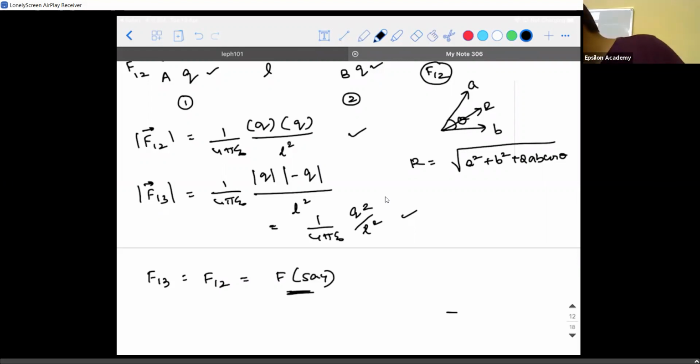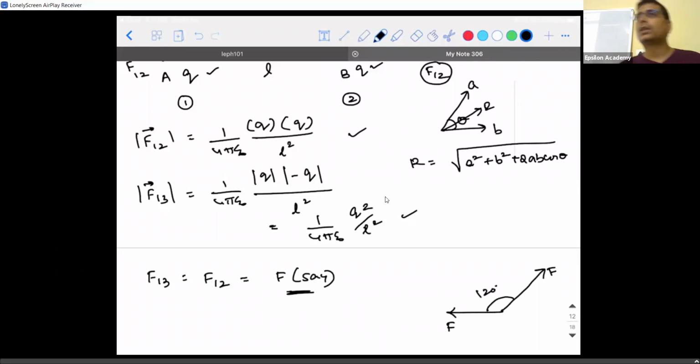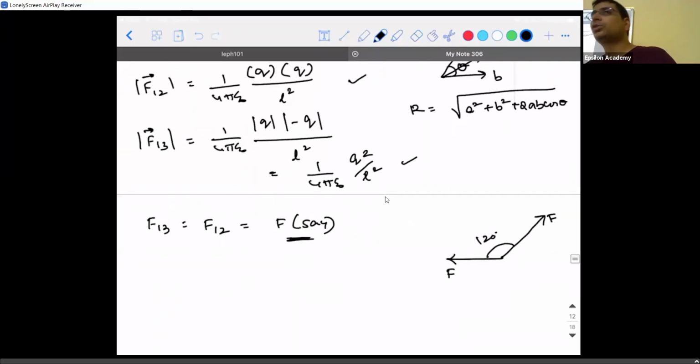So the diagram, if I draw, this is F and this is also F, and the angle is 120 degrees, right? Now tell me, what is the angle between these two vectors? Is it 120 degrees or 60 degrees? Which one should I take into consideration? I should take 120 degrees into consideration.